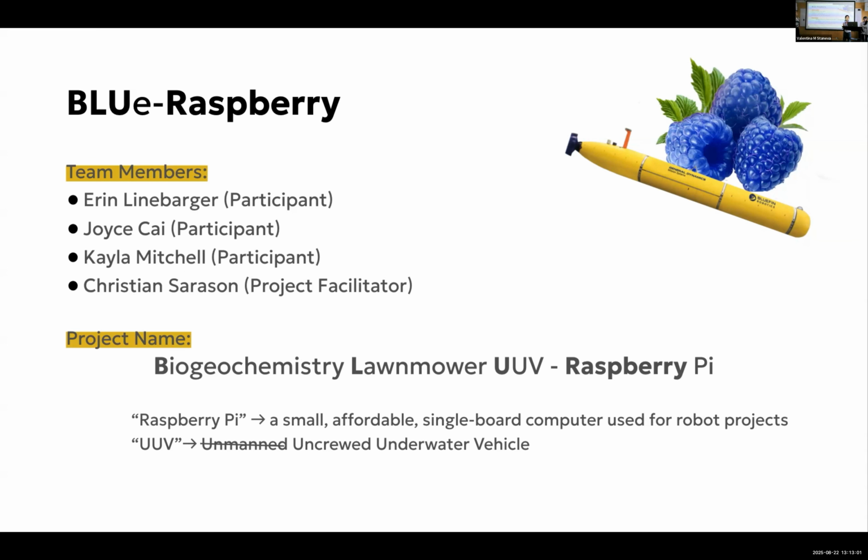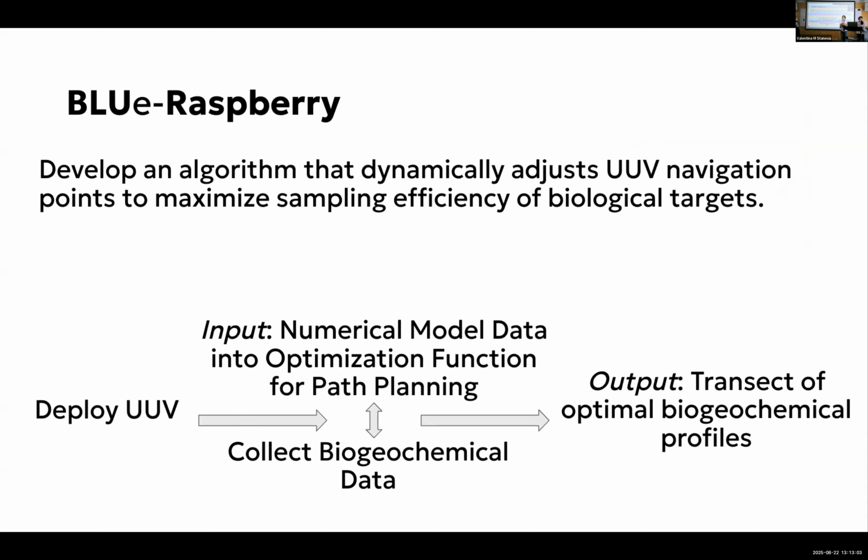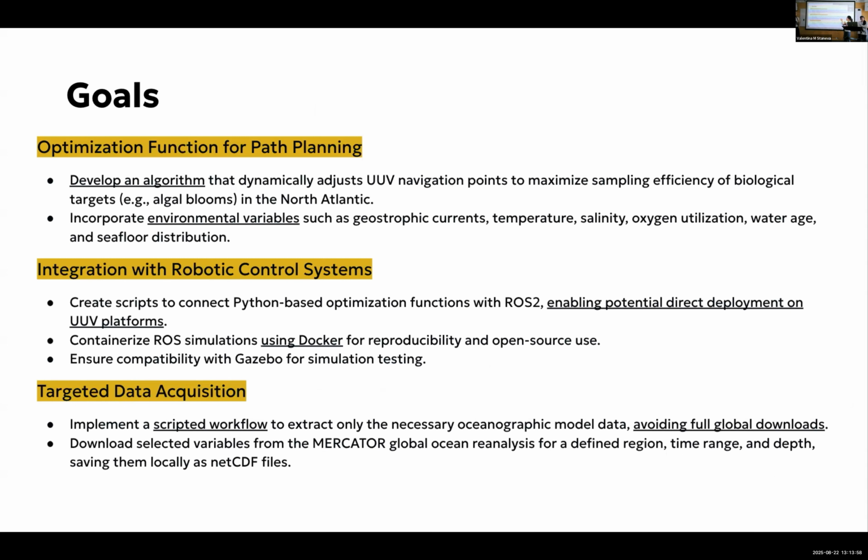And then from there, our goal is to develop an algorithm to adjust this vehicle's navigation to maximize its sampling efficiency to the biological target. Our goal has three categories. The first one is that we want to have the optimal path function. We build up the algorithm, including the environmental variables.